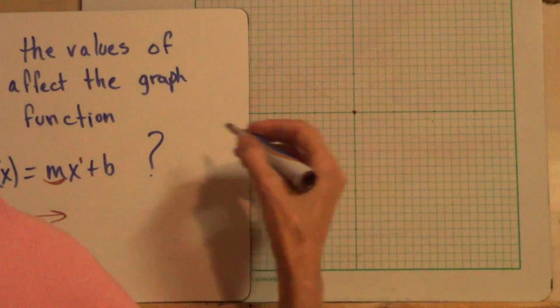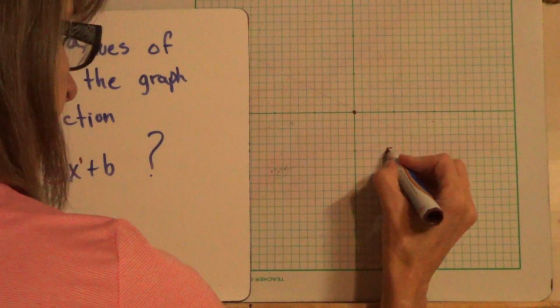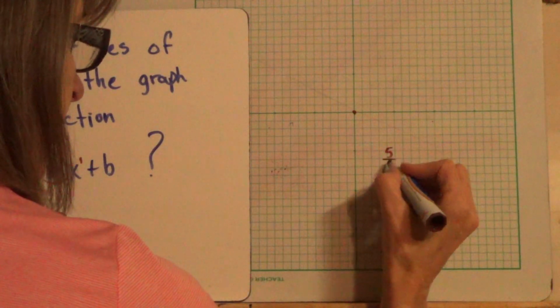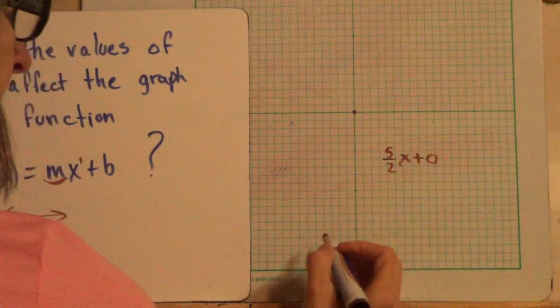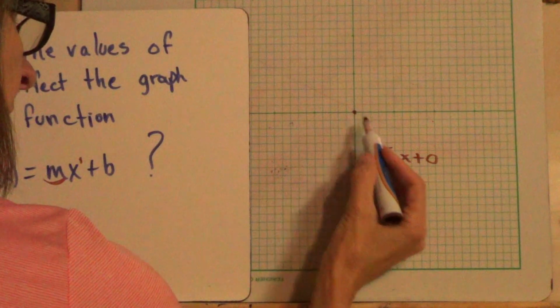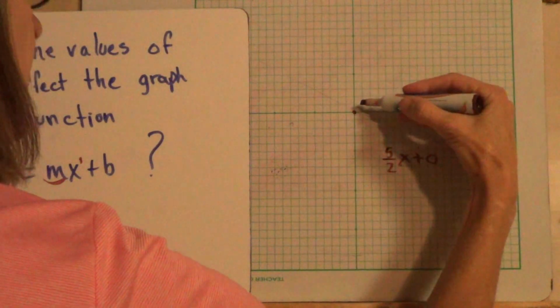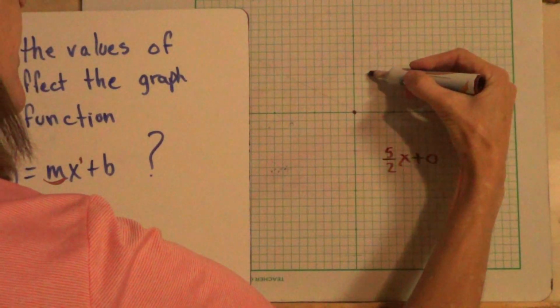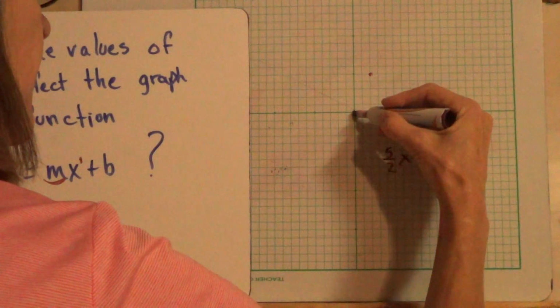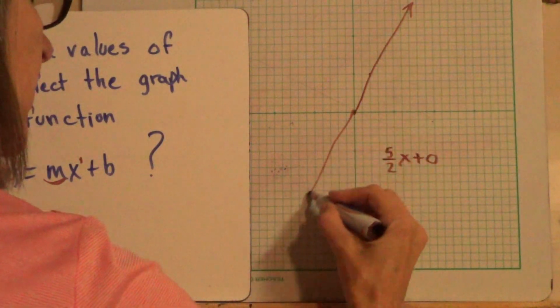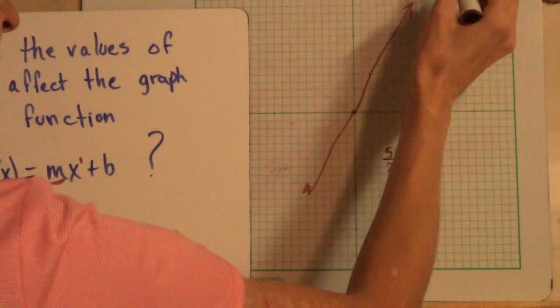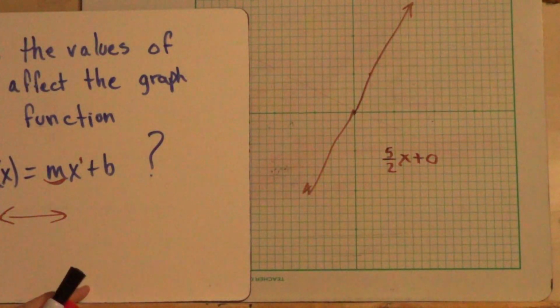Now if you have a steep slope, let's say it's 5/2 x plus 0. You start at the 0, you rise 5, run 2. That would be how your line would go, real steep. It's positive and it goes up to the right, so we're in good shape there.